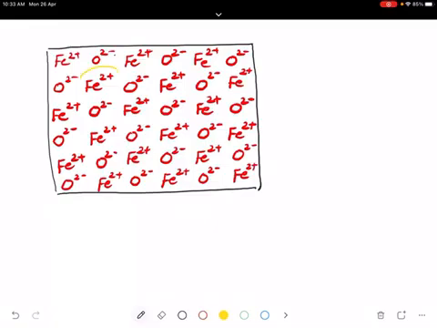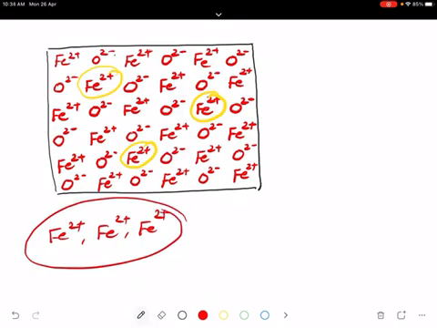Now, suppose this Fe2+ and this Fe2+ and this Fe2+ are replaced. Three Fe2+ ions, altogether plus 6, are going to be replaced by Fe3+, one Fe3+ here and one Fe3+ here.